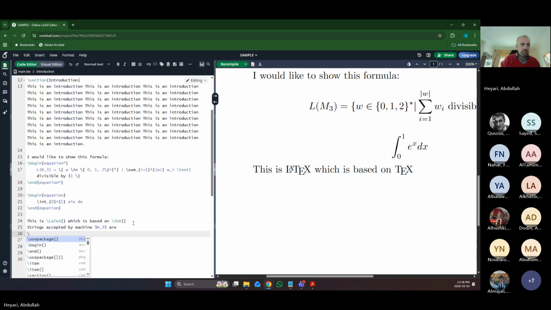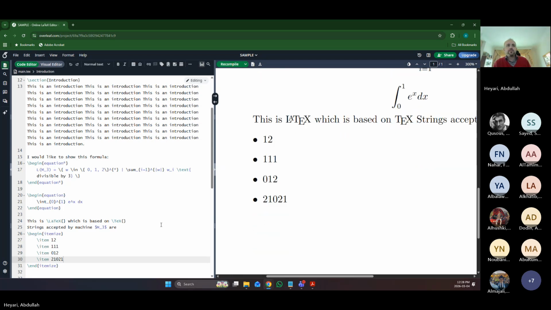begin itemize. So 1 2, 1 1 1. Can you suggest another string? Anything that sums to 3 or a multiple of 3. 2 1 0 2 1. So those are all accepted. See how they would look. And on the other side, rejected strings.